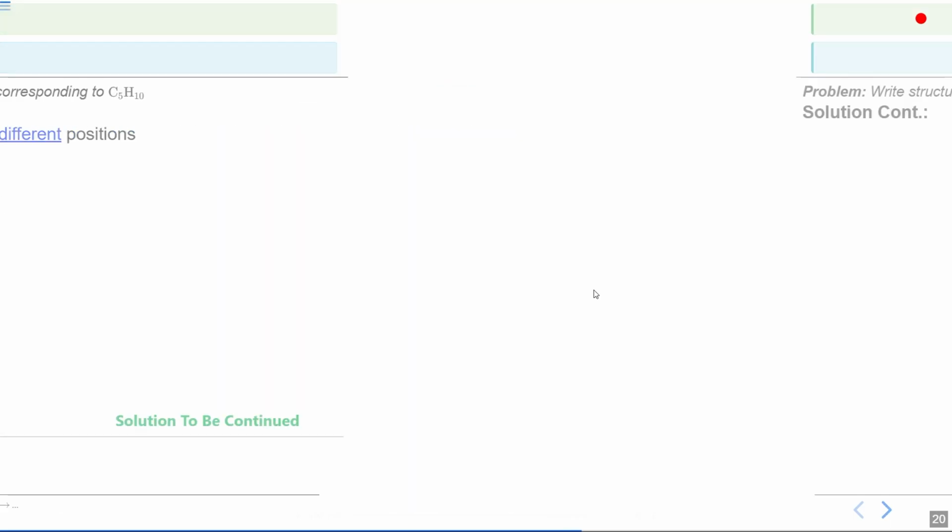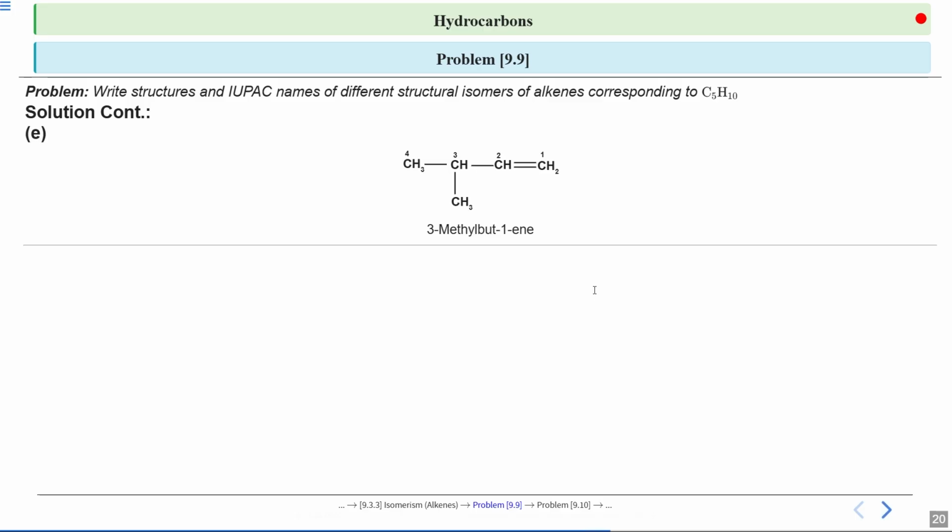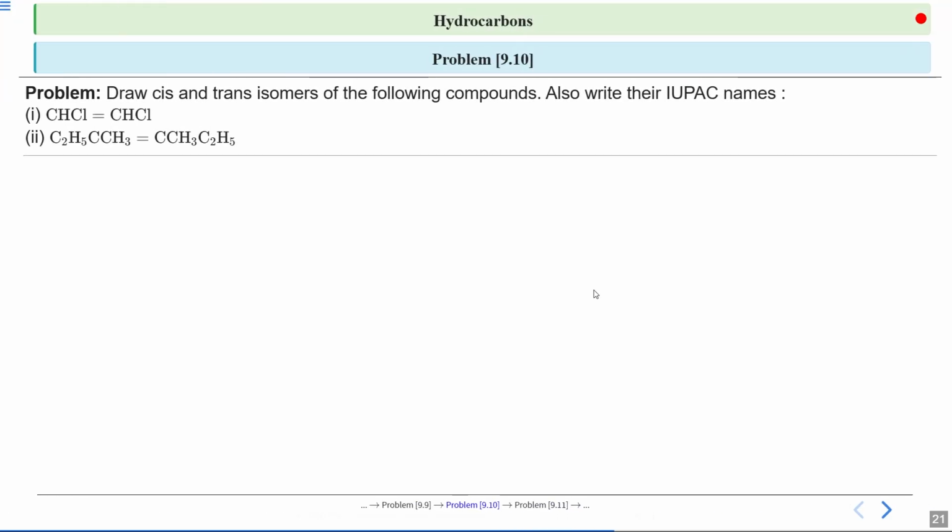Next, continuing with the solution, the third one which we can have with the same molecular formula C5H10 is 3-methyl-but-1-ene. This is an alkene where the longest carbon chain has 4 carbon atoms and there is a methyl group attached to the third carbon. The double bond is between the first and second carbon. This is a great example of how branching and the position of the double bond can create different isomers.